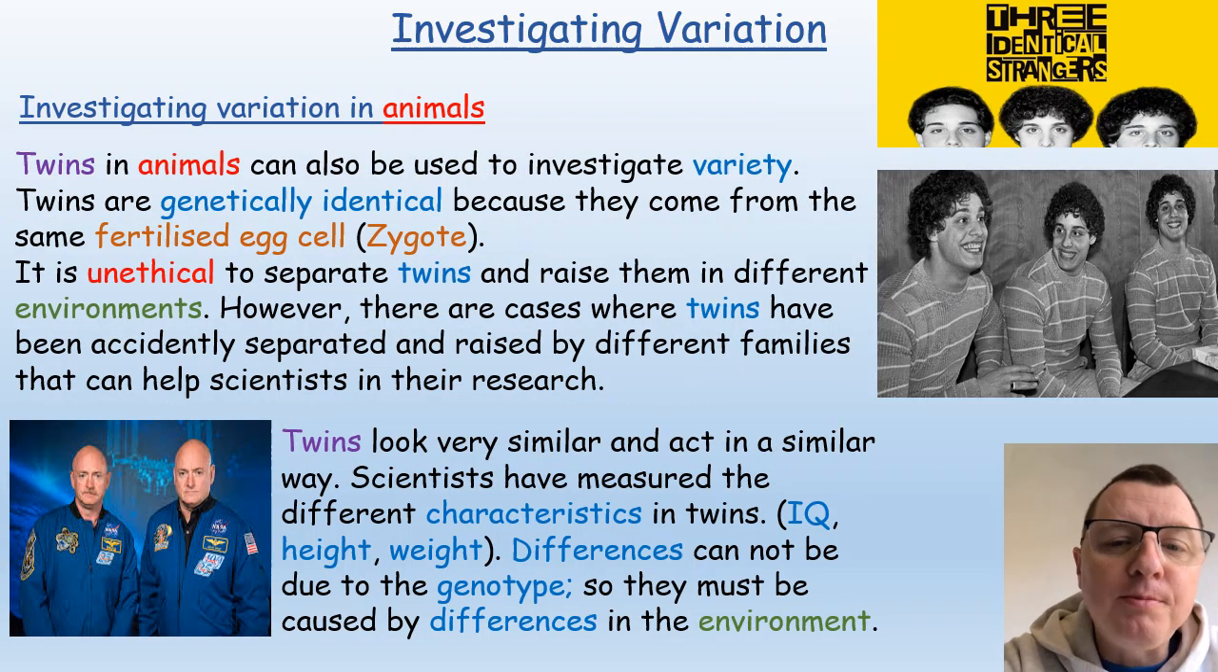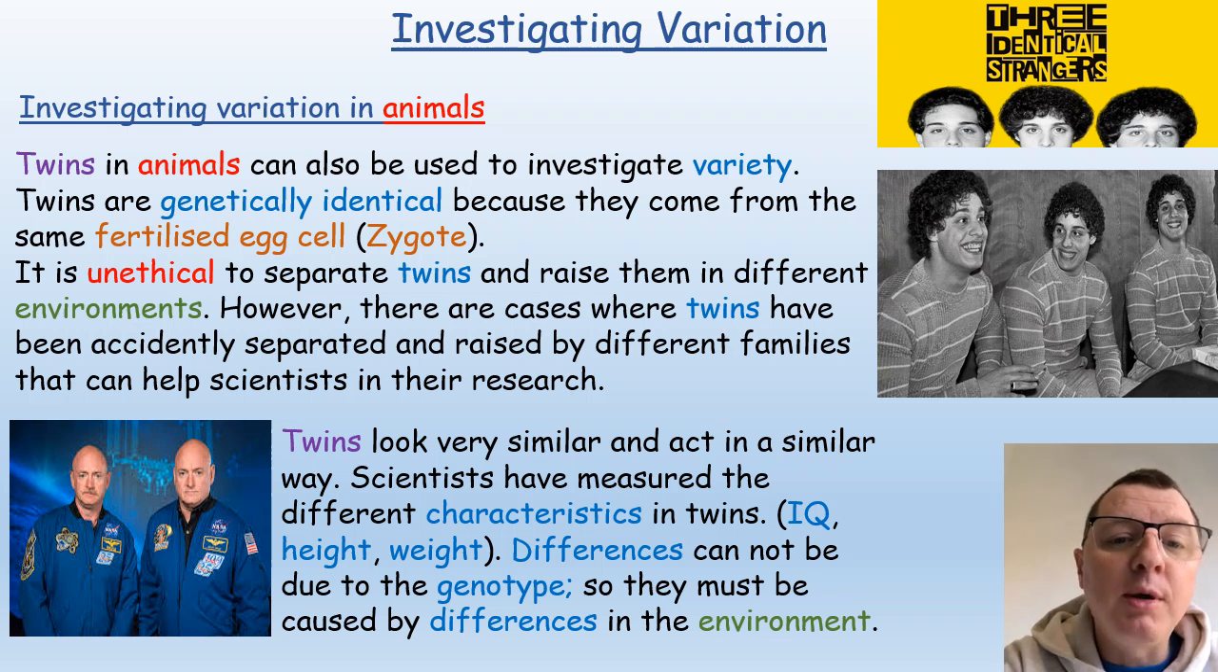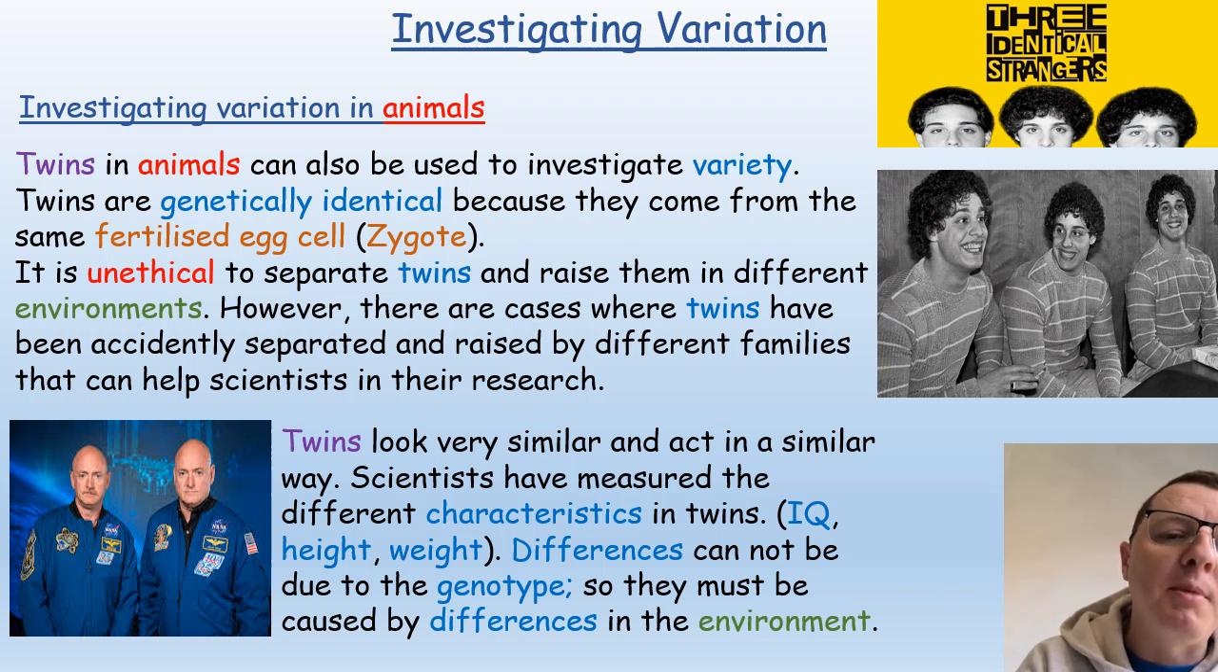However, in animals, this is much harder. It is unethical to go and create animals in large numbers that would be genetically identical or clones, and so scientists must rely on twins. Now, twins in animals can be used to investigate variation, because twins are genetically identical because they come from the same fertilized egg or zygote.